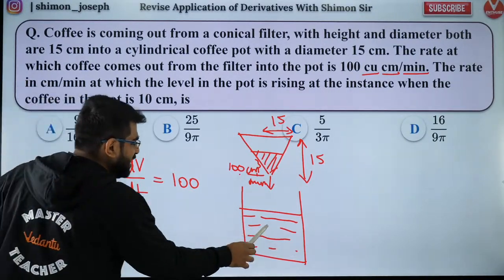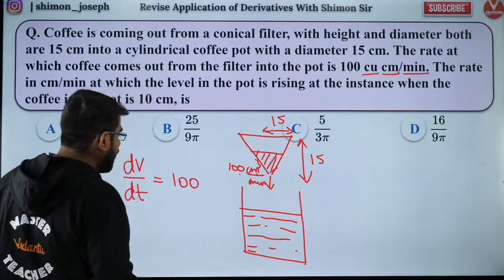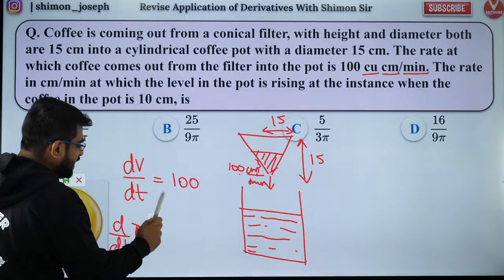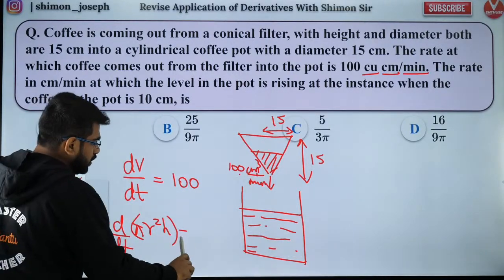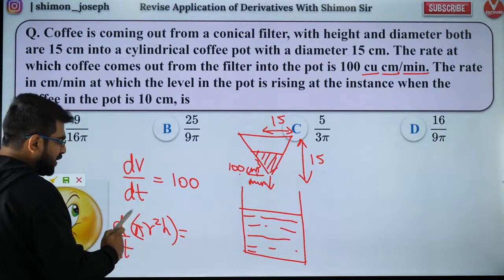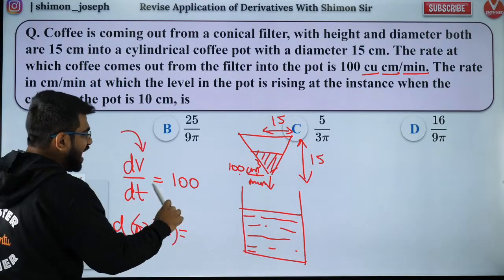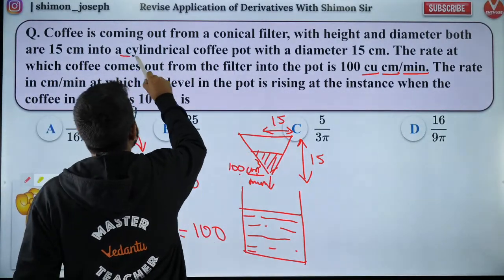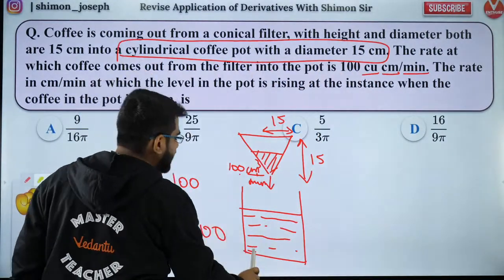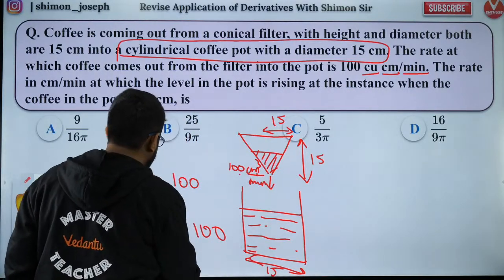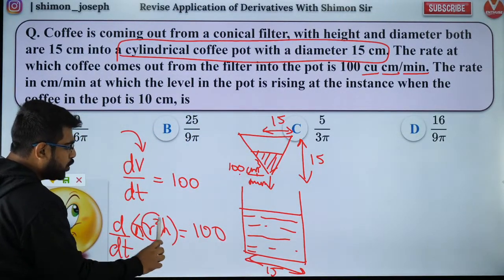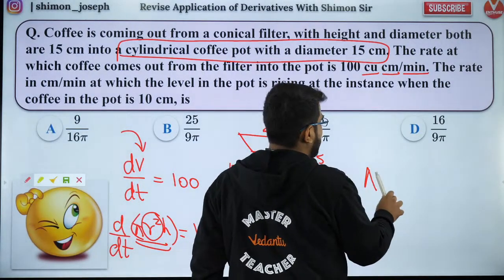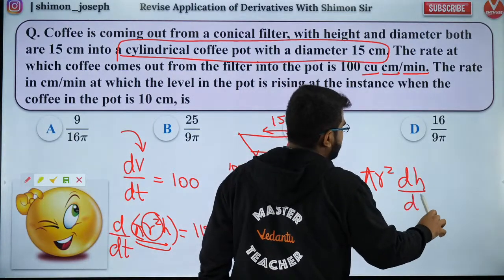Everybody? Now what is this beaker's volume? The volume of this beaker is pi r square h, and I need to differentiate it, so it is dV by dt equal to 100. Now guys, my cylinder's radius is constant. The diameter is 15, so the radius will be 15 by 2. So this is a constant, and I can take pi r square outside. So I will get pi r square dh by dt is equal to 100.